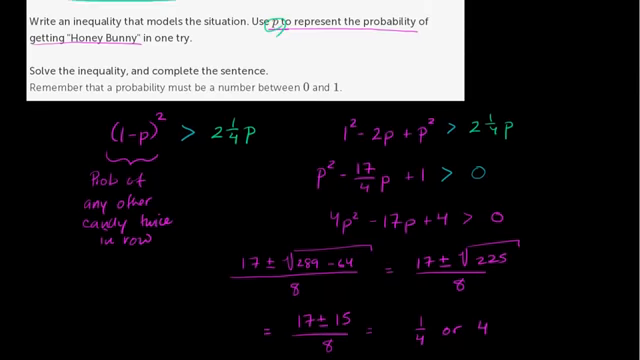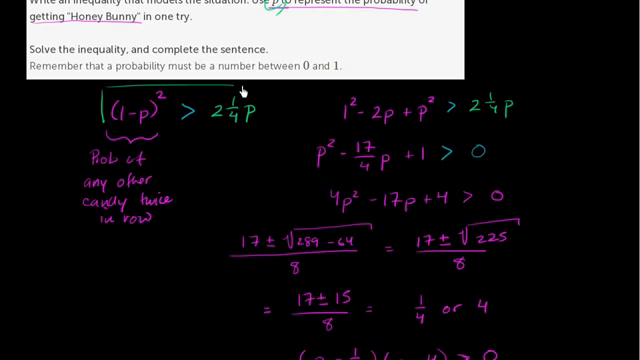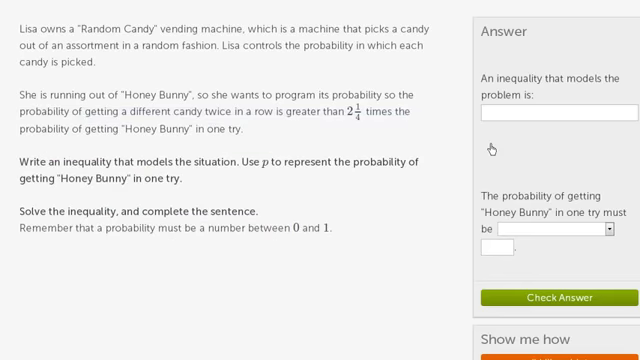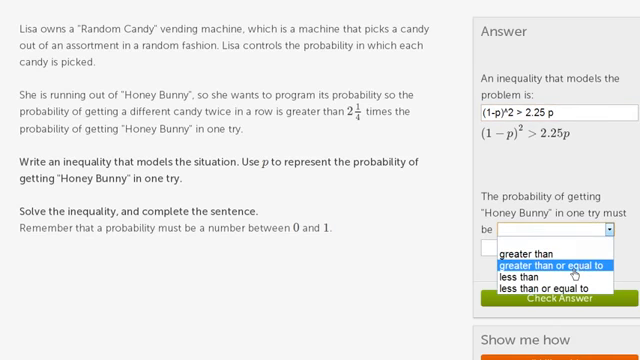So let's fill in this information. This was the inequality that modeled the problem. And we got p has to be less than 1/4. So let's go back to the original problem. The inequality was 1 minus p squared, 1 minus p squared needs to be greater than 2 1/4. So we could write that multiple times. I could write that as 2.25 times p. And then the probability of getting honey bunny in one try must be less than 0.25. And we're done.